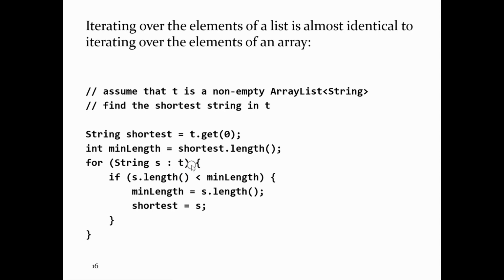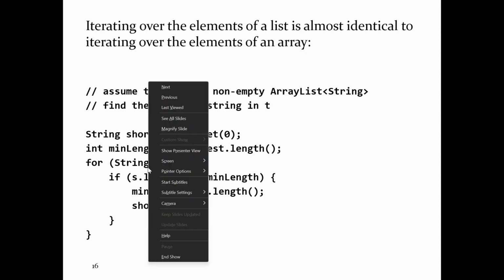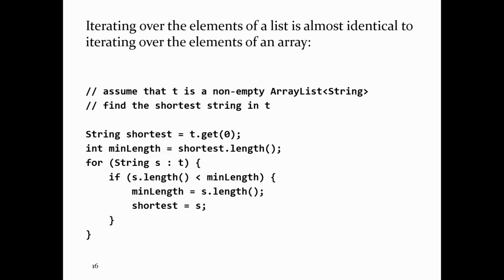You can write a for-each loop to iterate over the elements of a list, just like a for-each loop in Python or a for-each loop for an array. T is the name of the list that you want to iterate over. The type of the variable is the element type of the list, so that is String. So for each String s in the list t, each time through the loop, s refers to the next element in the list.